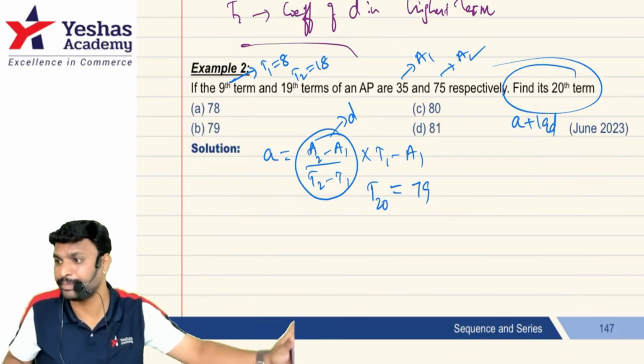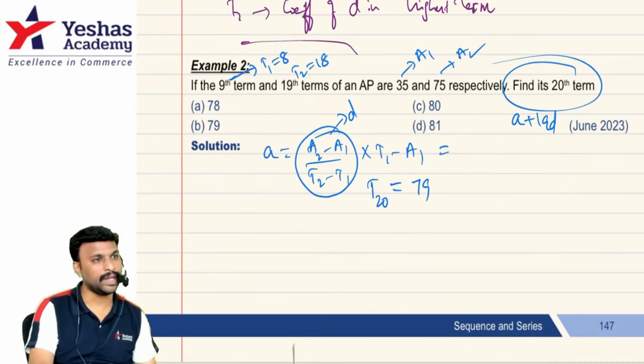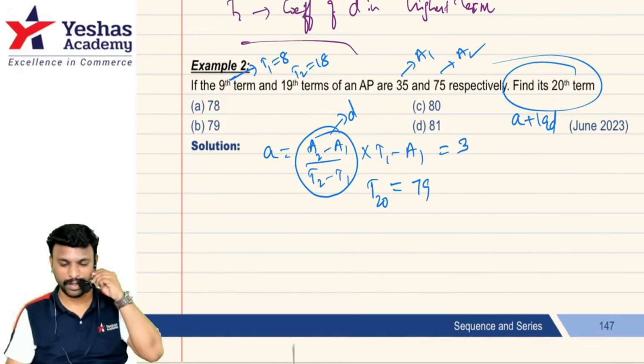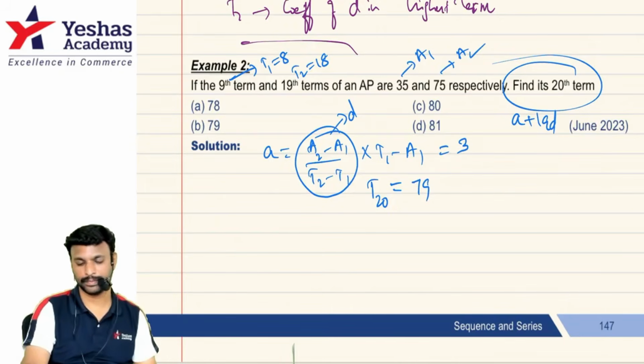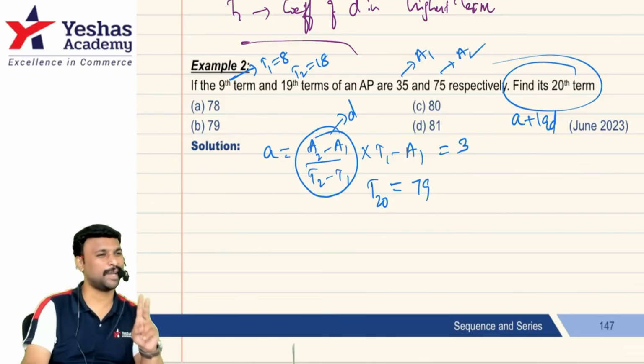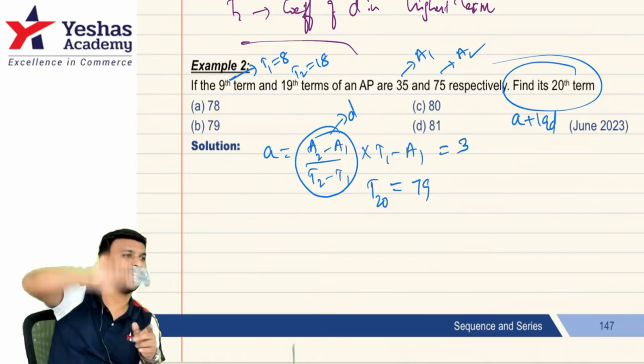T20 is 79. What is the A value? 3 only. What is the D value? Are you getting it? One shortcut can be used in two varieties, AP as well as this line.